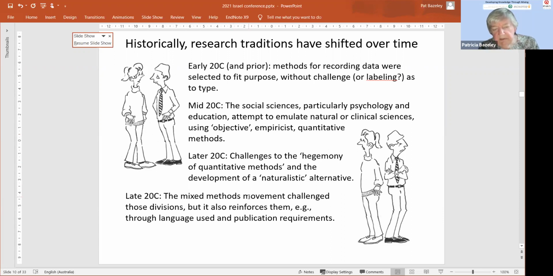Towards the end of the last century, then, the mixed methods movement challenged those divisions and talked about combining methods, but it also reinforces them, as I noted earlier, through the language used and through publication requirements, such as for the Journal of Mixed Methods Research, that says you have to have a quant and a qual method in your article. I've had arguments with the editors about that, by the way.